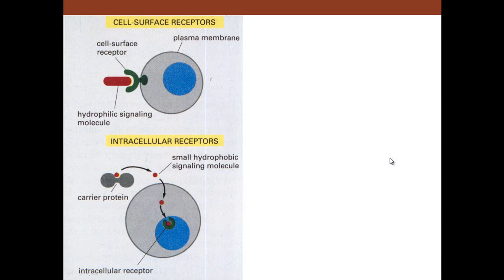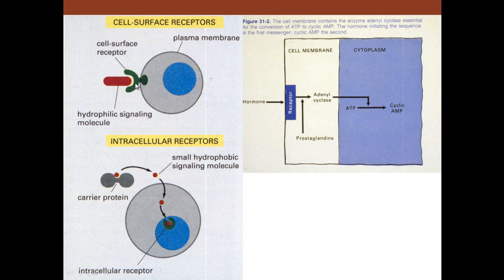So what you need is receptors on the surface of cells, and sometimes there's intracellular receptors like steroid hormones, carrier proteins, and then they have receptors inside the cell. But a lot of hormones are proteins, and they cannot go through the plasma membrane, so you have to have a receptor on the cell surface.